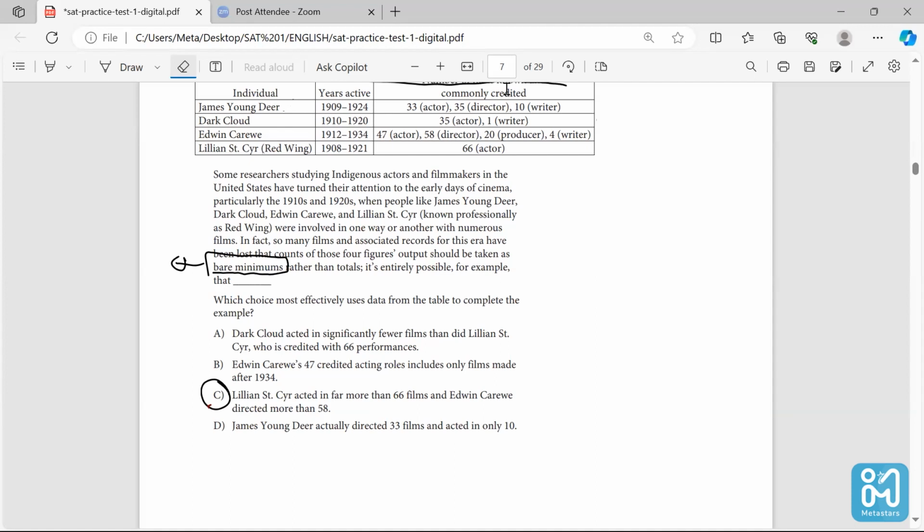So number 4, it says, acted in far more than 66, right? And Edwin Kerwer, this one was directed more than 58. Is this true? Yeah. Any other answer, guys, is going to be what?